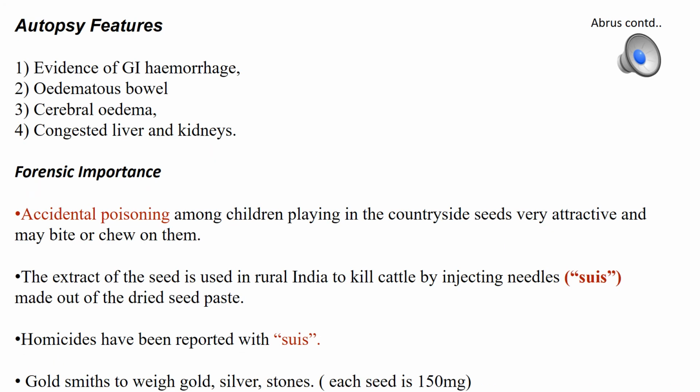So in case of Abrus related death, you can see evidence of GI hemorrhage, edematous bowel, cerebral edema, congested liver and kidneys. Forensic importance, same, accidental poisoning by kids. Sui means it's used as a cattle poison. Homicides have been reported with sui, where they put the poison on top of a needle and then prick, later leading to death of the person. The goldsmith also used it as a weight, for each seed was 150 milligrams, so they used it in place of the iron weights which they use now.